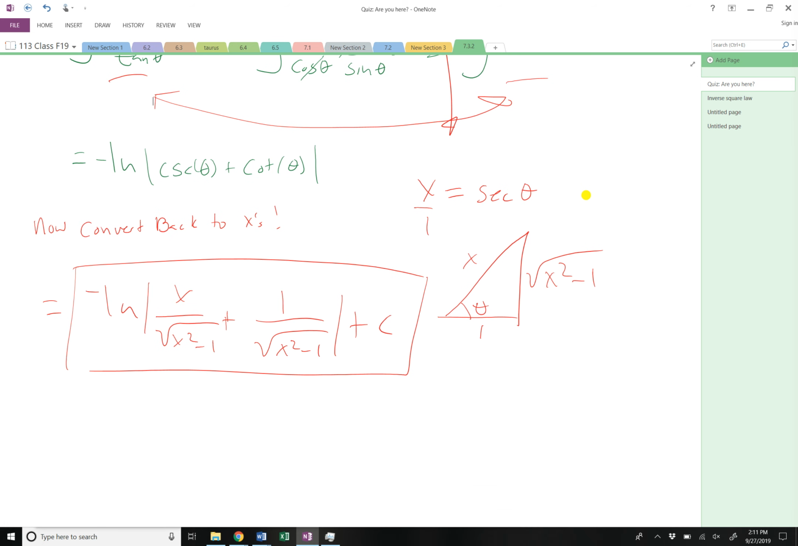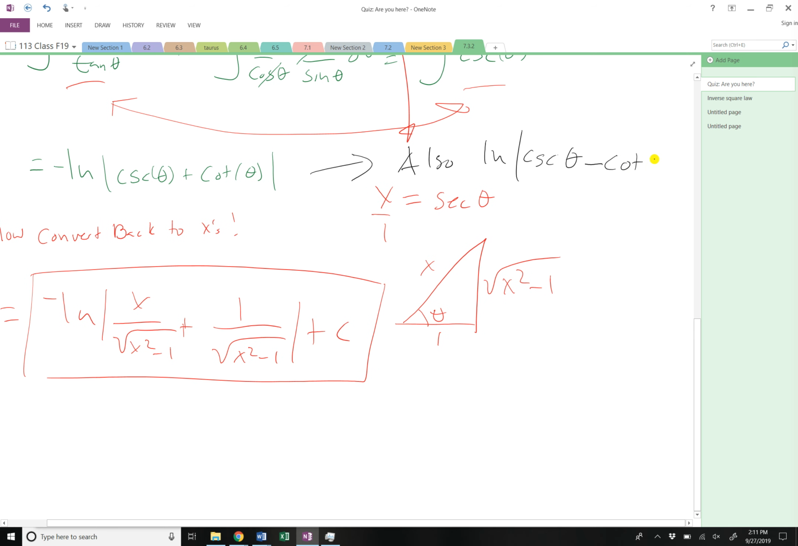There's a couple different ways to write down the antiderivative of cosecant due to log rules and other ways that you simplify. Another way, so some of you may have written down the natural log of cosecant theta minus cotangent. So that also works. Both of those work. Okay.